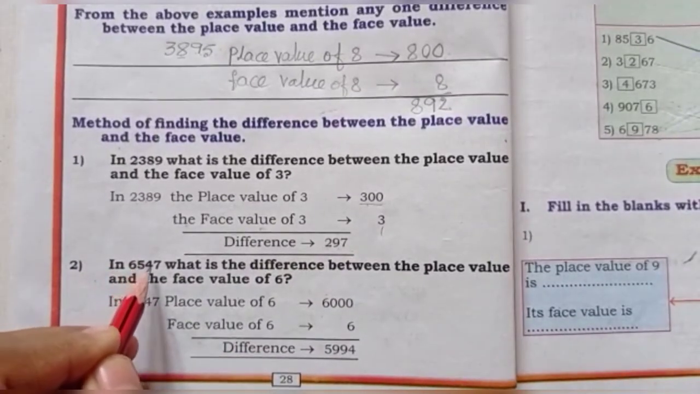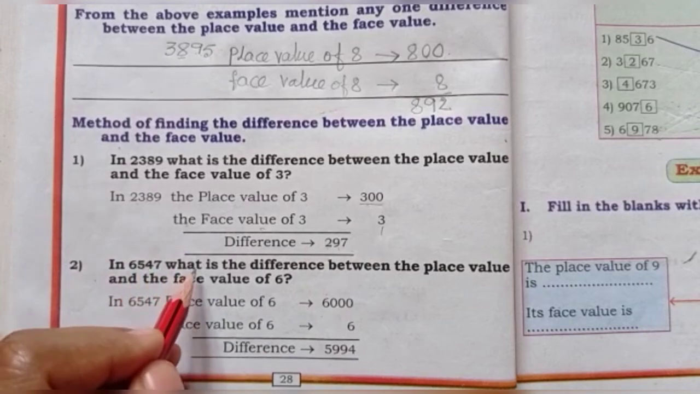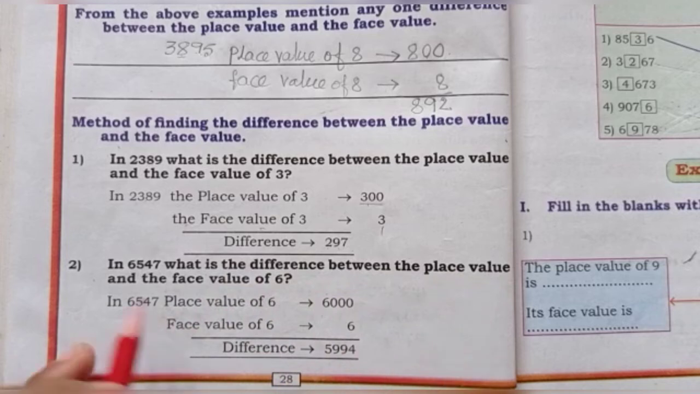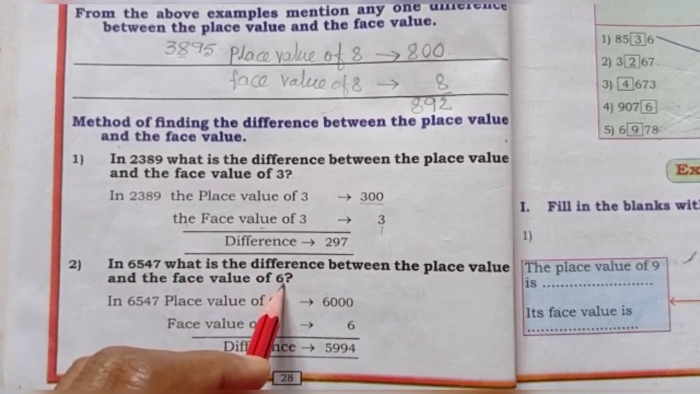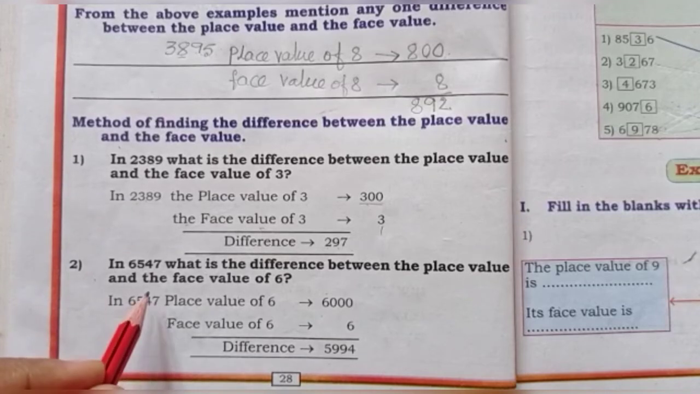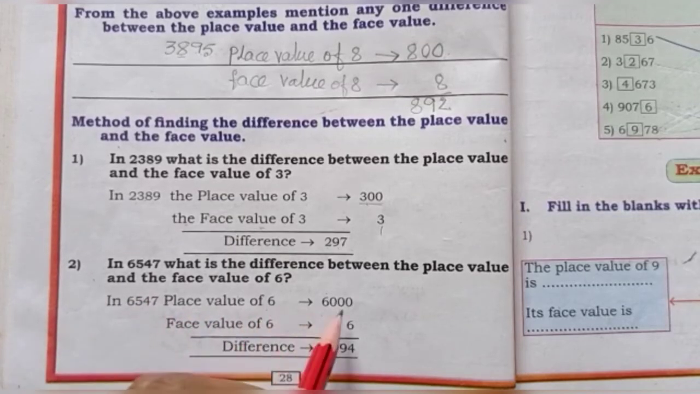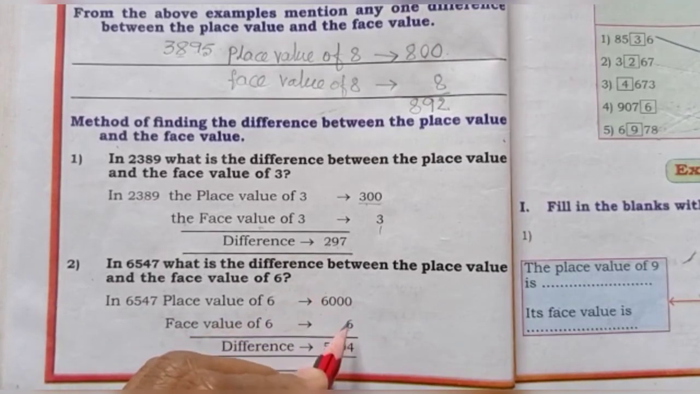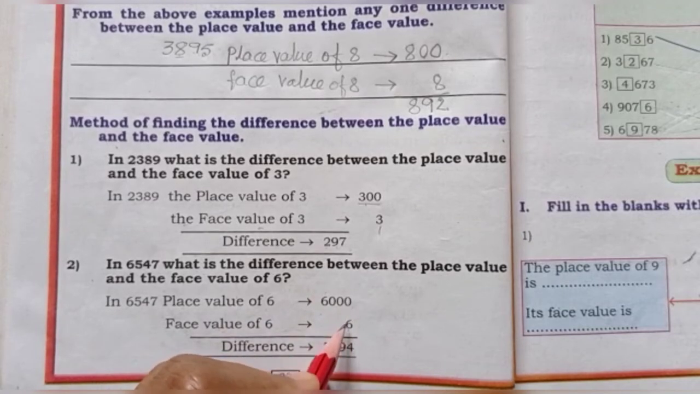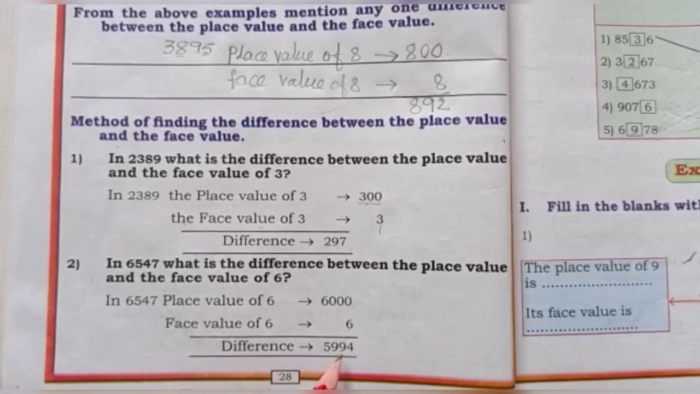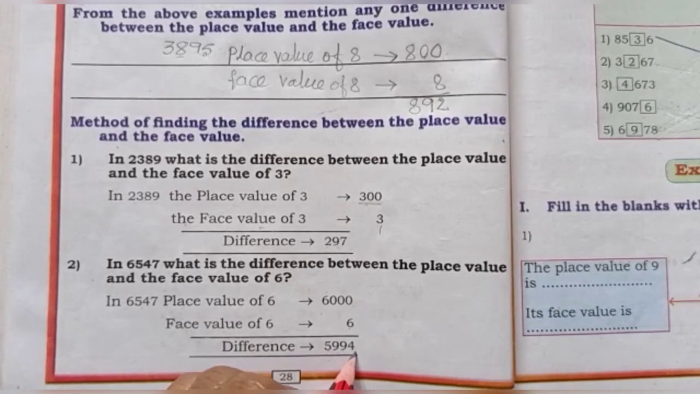And next example, in 6547, what is the difference between the place value and the face value of 6? In 6547, the place value of 6 is 6000 and face value of 6 is 6. So we subtract it. 6000 minus 6 means the difference is 5994.